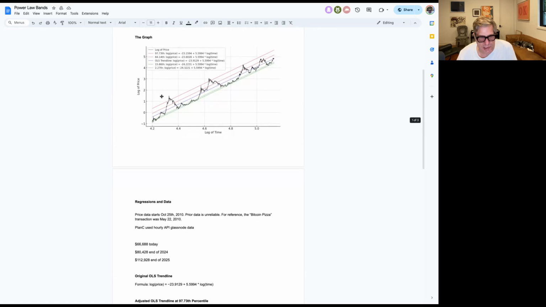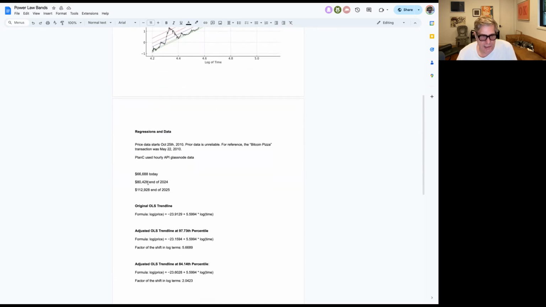And basically what we see is the power law says right now we should be at 66,688 today. And we're almost exactly that. We're a little bit below that, actually. We should be at 80,000 by the end of 2024, and we should be at 112,900 by the end of 2025. That's the trend line, right? That's the original trend line.